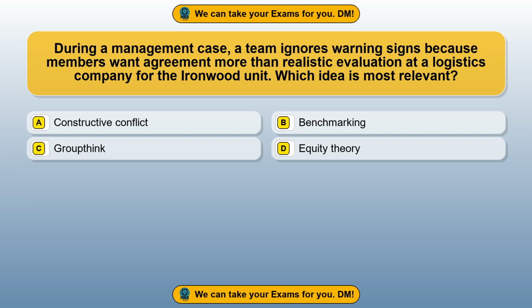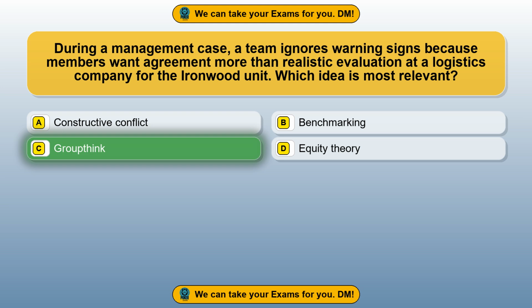Question 78. During a management case, a team ignores warning signs because members want agreement more than realistic evaluation at a logistics company for the Ironwood unit. Which idea is most relevant? Option A, constructive conflict. Option B, benchmarking. Option C, groupthink. Option D, equity theory. The correct answer is option C, groupthink.